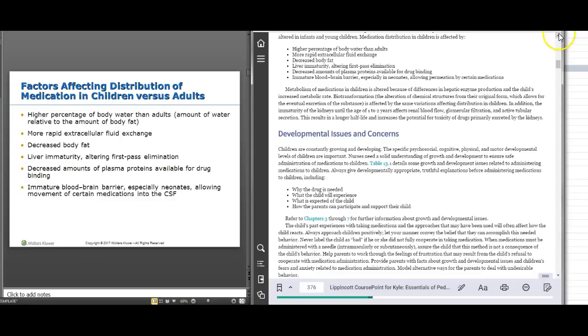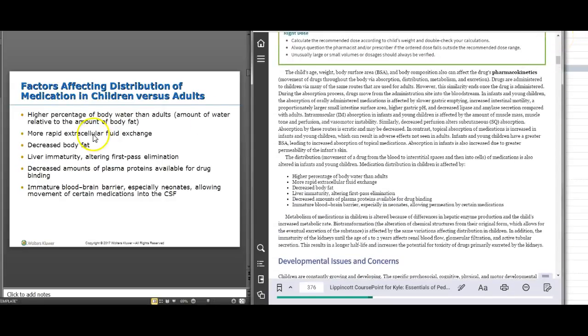All right, we're going to come back to developmental concerns here in just a second. Let's go back over to the PowerPoint. Some more things that might factor in with distribution: higher percentage of body water. Kids do. They have a faster metabolism, so things might be metabolized a little quicker.